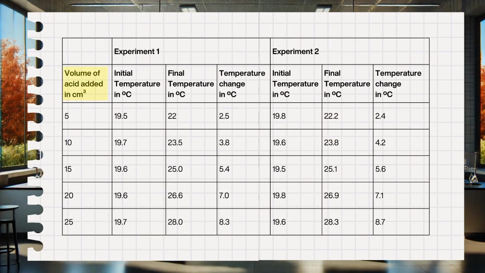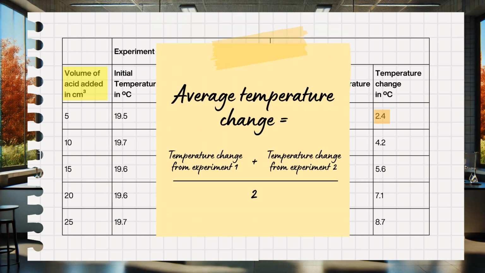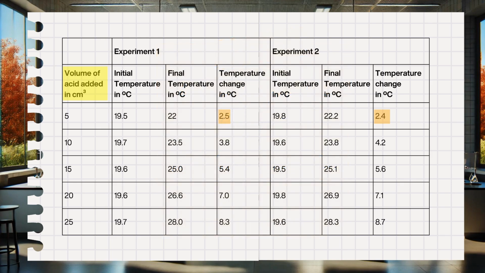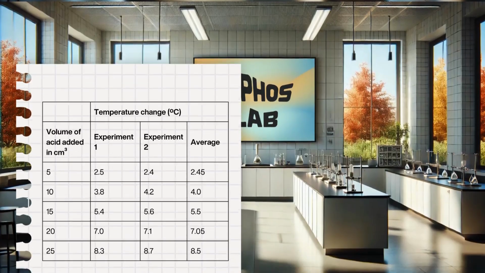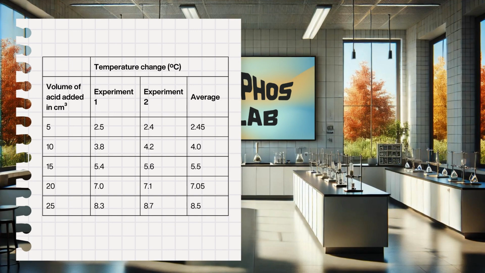Then, for each volume of hydrochloric acid added, calculate the average temperature change from the two trials. The formula for calculating this is: average temperature change equals temperature change from experiment 1 plus temperature change from experiment 2, divided by 2. Here are the results we get, so we have filled in the average column.